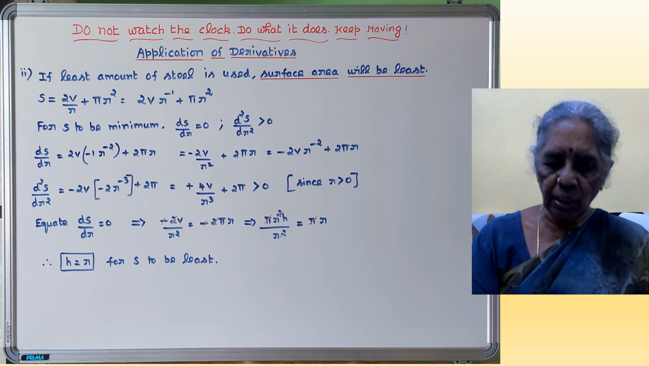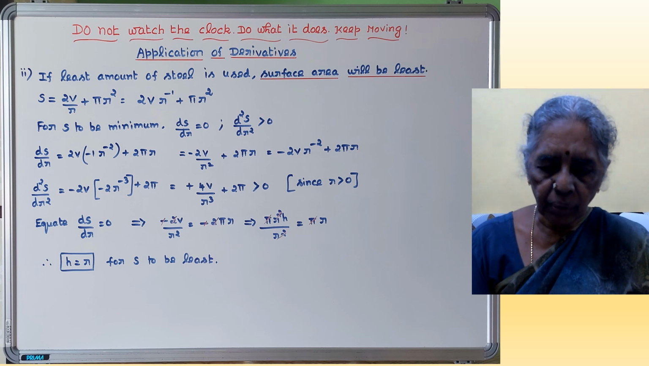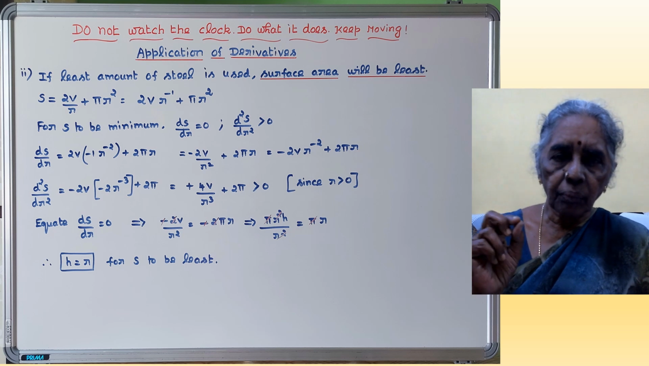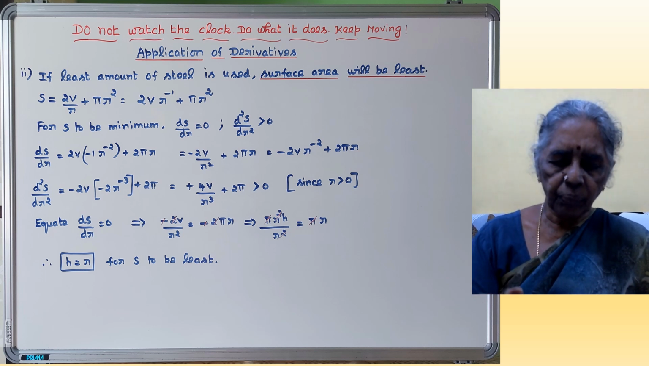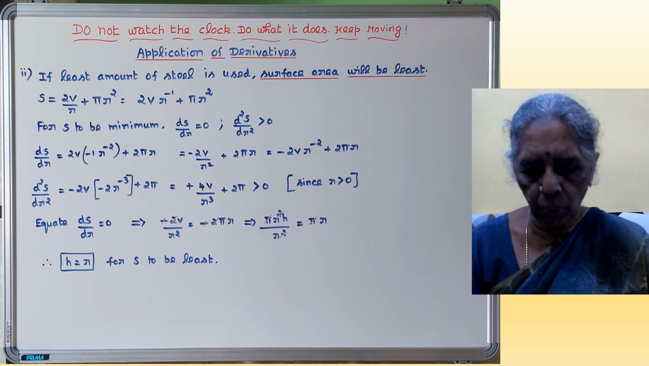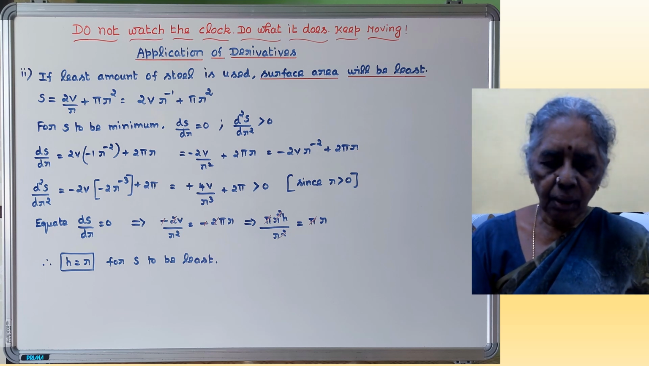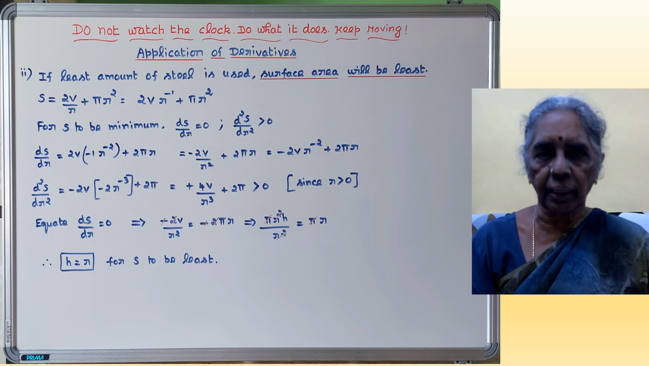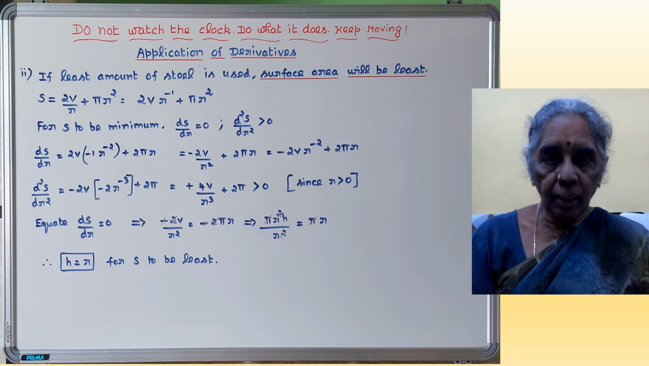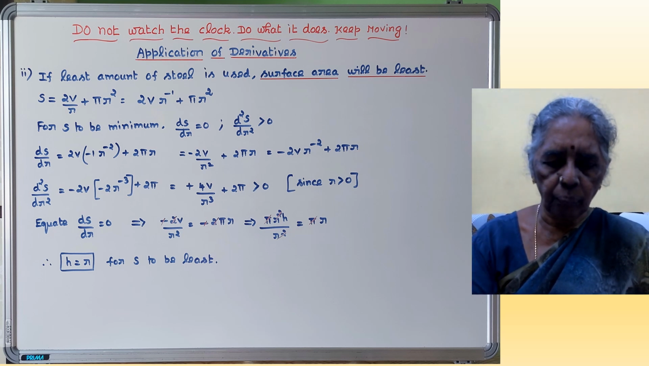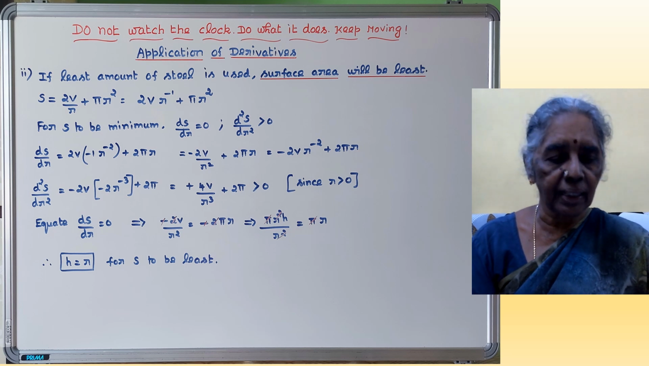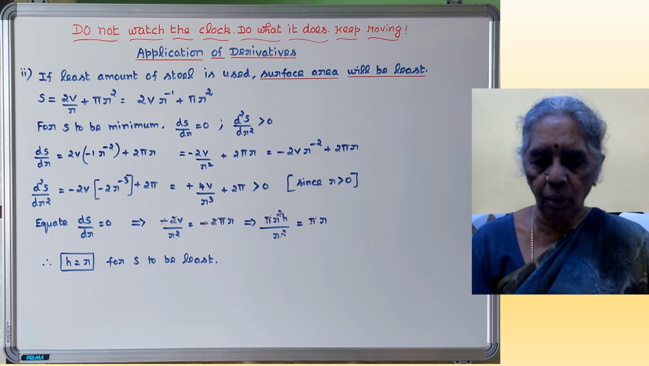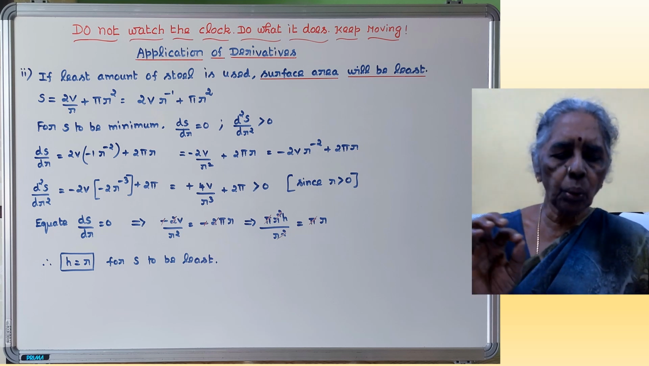So dS by dr is equal to 0. So you will get 2V into minus 1 by r squared plus 2 pi r is equal to 0. Or you will get minus 2V by r squared is equal to minus 2 pi r. You can cut the 2, you can cut the minus sign. Now, in the place of V, you substitute pi r squared h, that is the formula. Then if you simplify, the pi will get cut, the r squared will get cut and all. You will get h is equal to r.